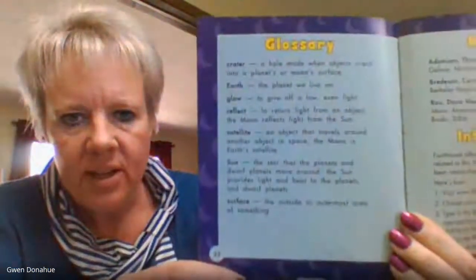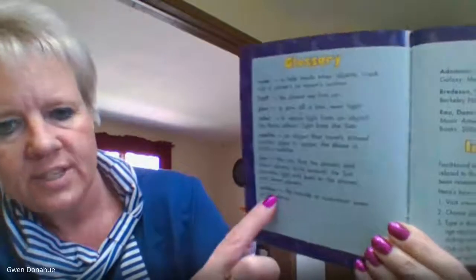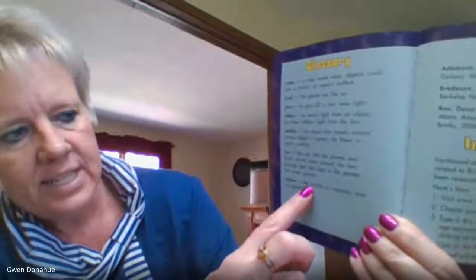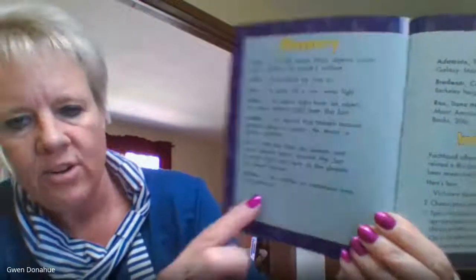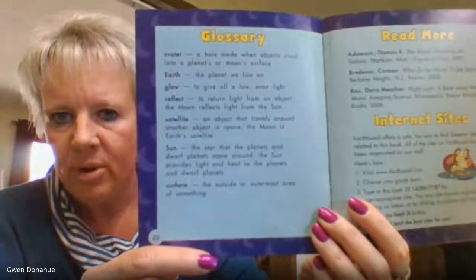Now, there's one more thing I want to share with you. Both our moon book and our sun book have a glossary. Now, the glossary is a page where if you have some words that you really weren't sure what they meant, kind of like a dictionary, it would explain it to you. So look at this one. So if we needed to know what the word surface meant, surface is the outside or outermost area of something. So this would be the surface of the book, surface of my computer. So this is the glossary in the moon book.